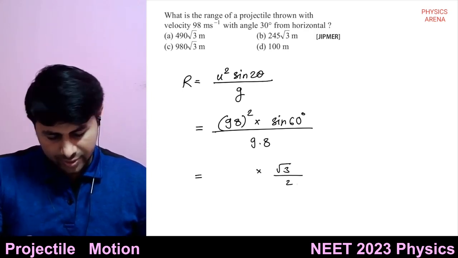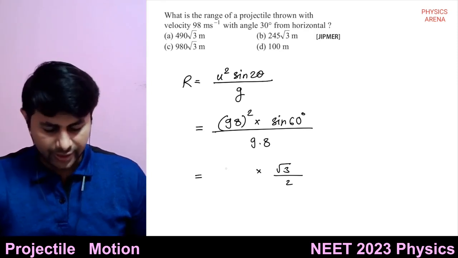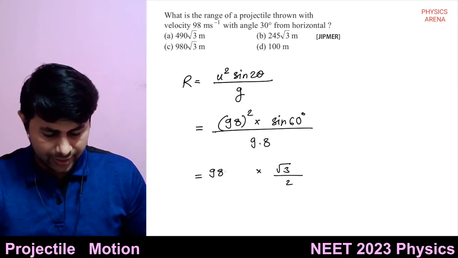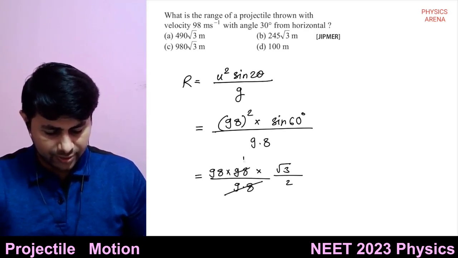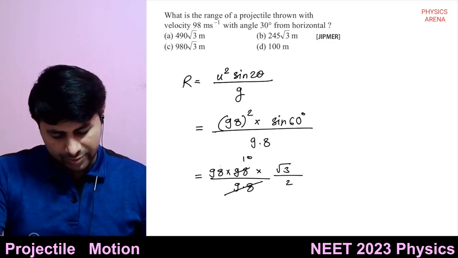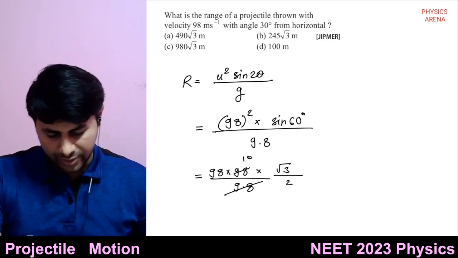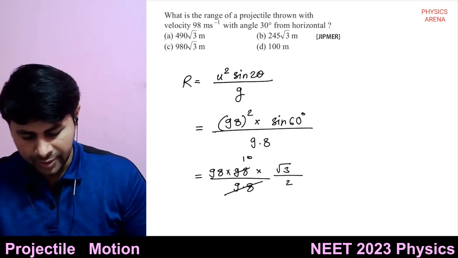Sine 60 is root 3 by 2. Which option? Option A, right. So it is 98 multiplied by 98 divided by 9.8, which will be 10. 10 by 2 is 5. 5 times 98 will be 490. And 490 root 3 is the answer.